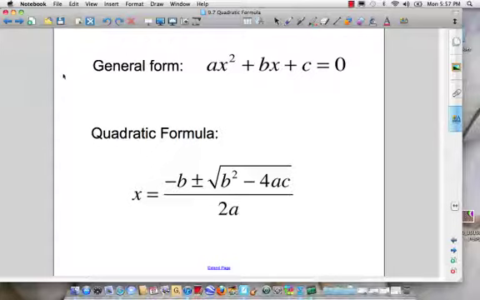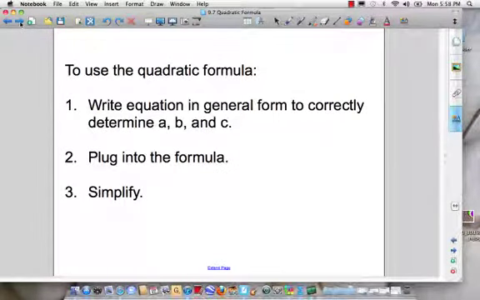If you have a quadratic equation in general form, meaning ax squared plus bx plus c equals 0, where a, b, and c are numbers, then the quadratic formula is right there for you. Next time in class, I'll actually put it to a melody so that will help you remember it. In terms of how to use it, there's basically 3 steps. First, make sure your equation is in general form so you can correctly identify a, b, and c. Then you plug into the formula. And the third step is usually the most work, and that is simplifying.